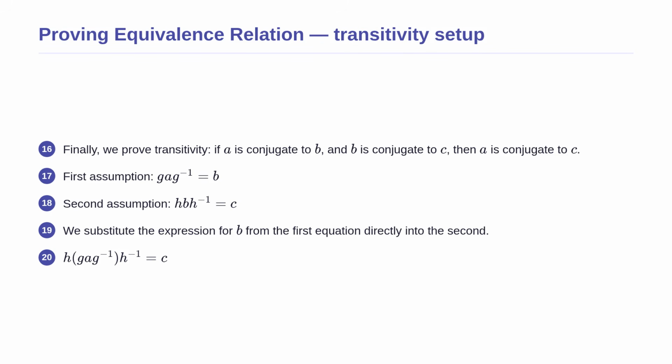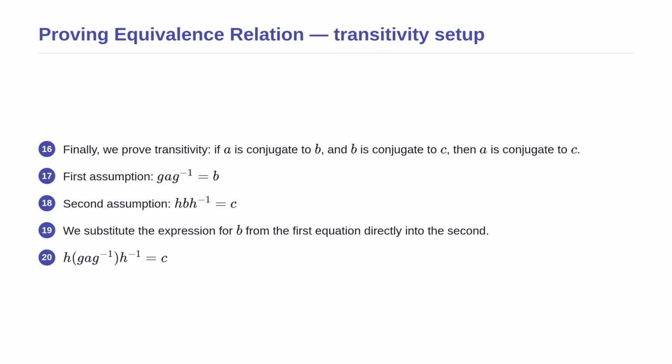We are almost there. The final property we must prove is transitivity. This means if A is conjugate to B and B is conjugate to C, then A must be conjugate to C. We start by writing down our two assumptions as equations. The first links A and B via the element G. The second links B and C via the element H.